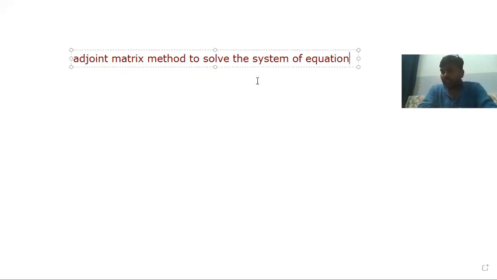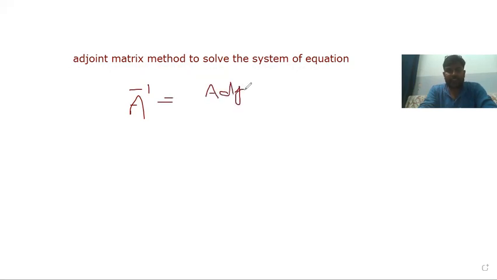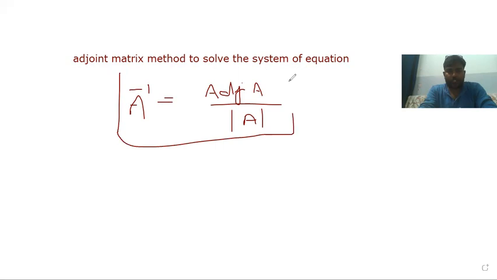In the previous class, I told you how to find A inverse. A inverse is what? Adjoint A upon determinant A. I told you this formula in the previous class and solved 2 examples. Here we will also use this formula. It is similar to that, only with some extension here.